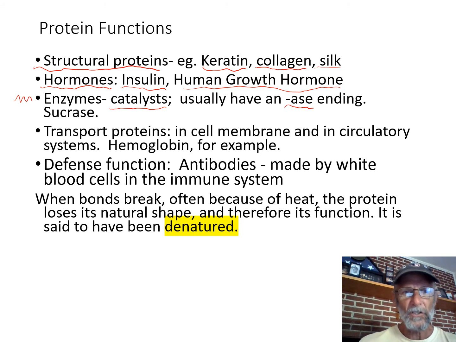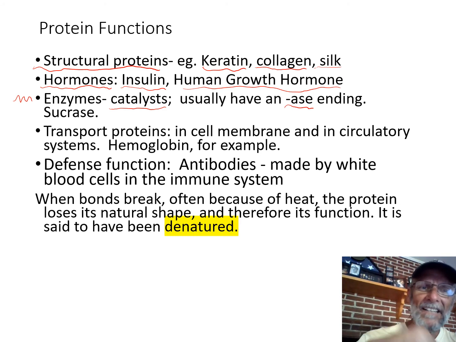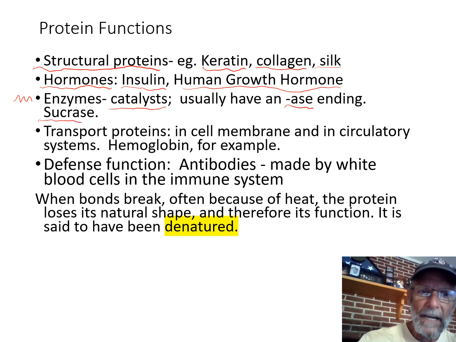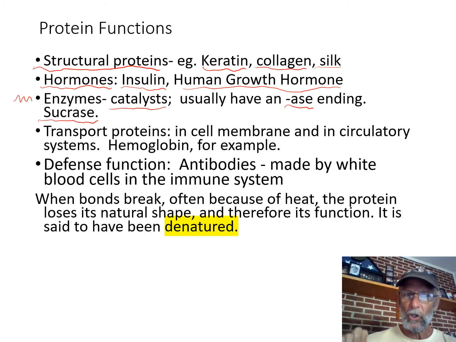My condolences, right? So for instance, the enzyme that helps you break down table sugar into glucose and fructose is sucrase because it helps break down sucrose. At least that makes sense.